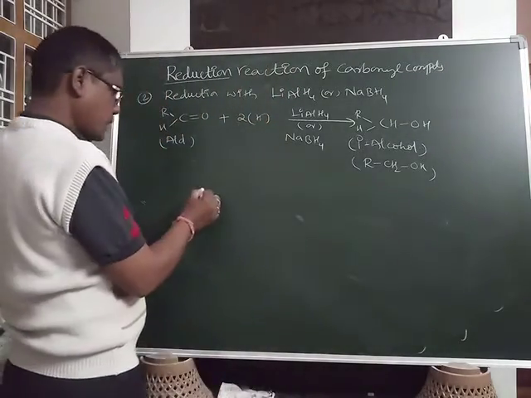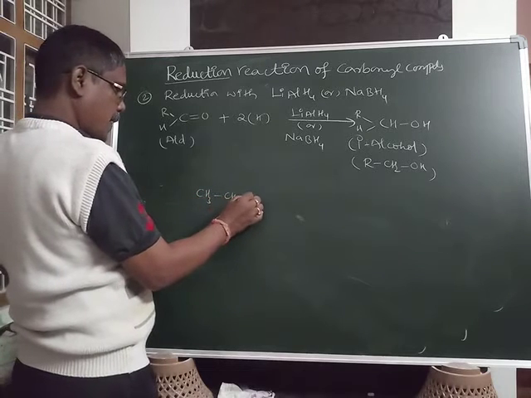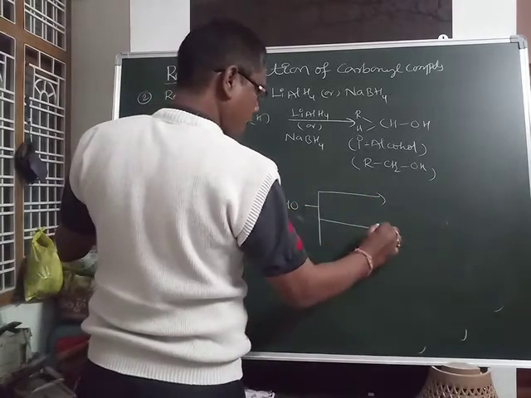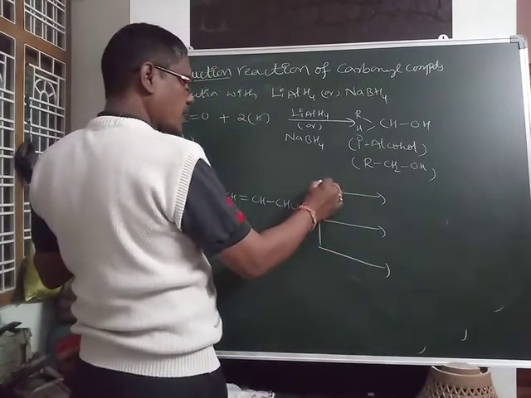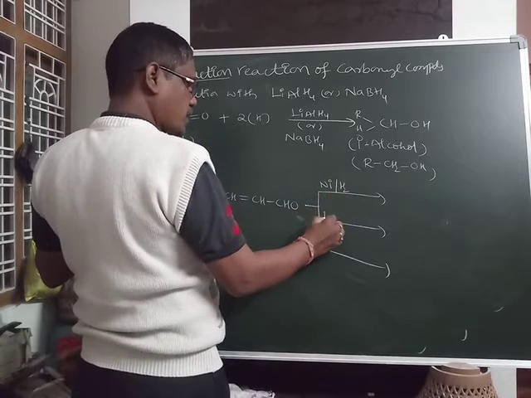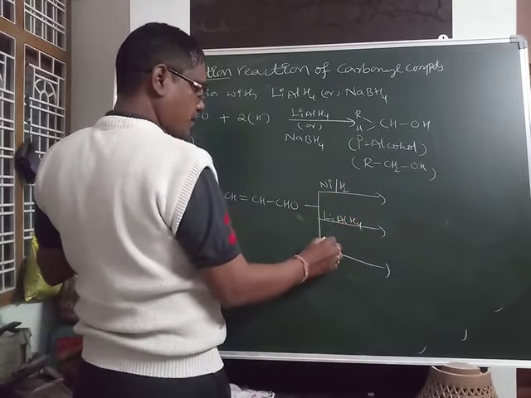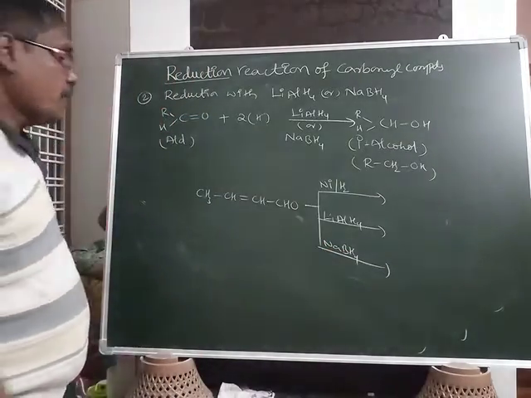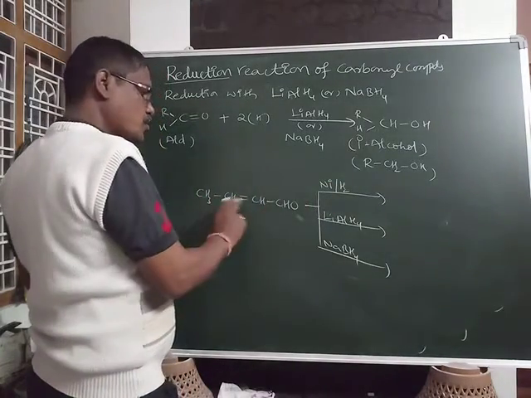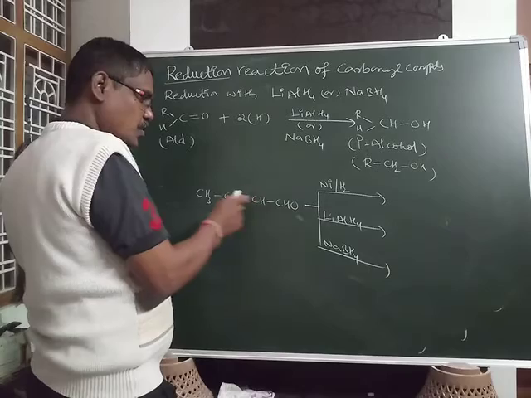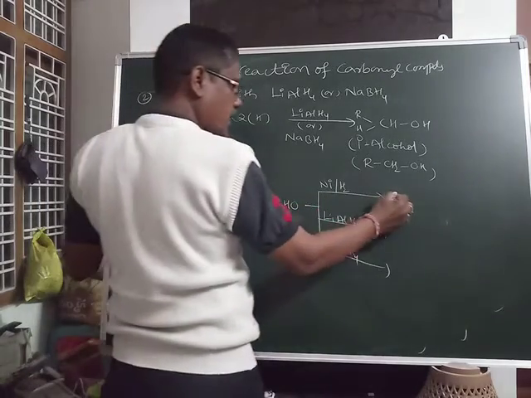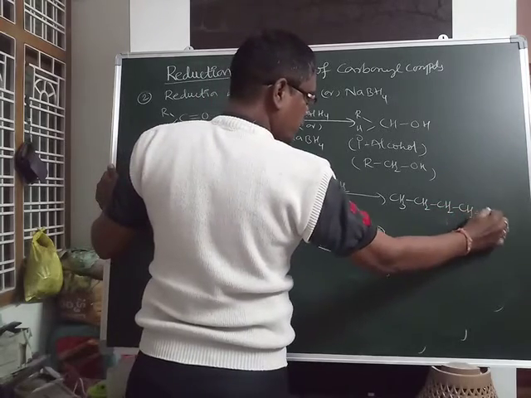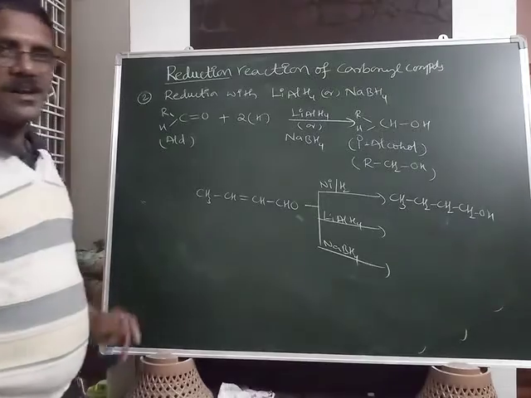When we take this crotonaldehyde only, with nickel hydrogen only, with lithium aluminum hydride only, with sodium borohydride. What happens only, this nickel hydrogen can reduce two groups only. One is the CHO group, other one is the C double bond. That's why it becomes CH3CH2CH2CH2OH. Then butyl alcohol is obtained.